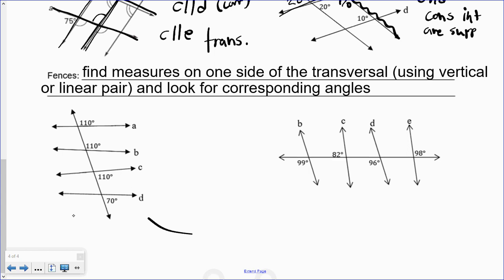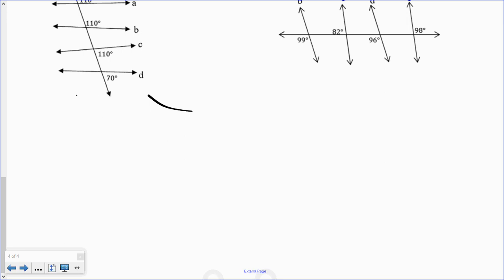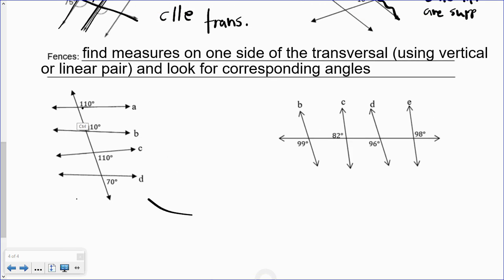So I have a 110 right here. What would go next to it? Nope. Wait, no, these are a linear pair, so what would go next to it? 70. Okay, so we finished that linear pair. Drop down a little bit. I have another 110. What would go under that? Cool. All right, the 110 is right here now, so what would go above that 110? Cool. And then I have a 70 right here. What would go above that? Okay, so you have a bunch of 110s and 70s.